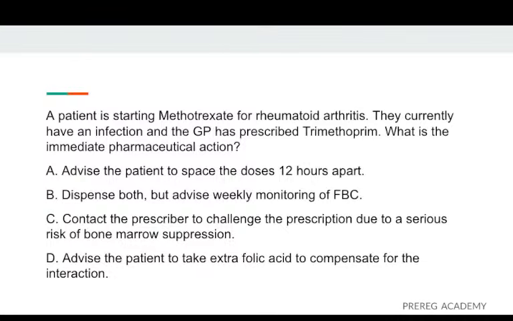So bisphosphonates like alendronic acid and risedronic acid will cause hypocalcemia. And what are the symptoms of hypocalcemia?